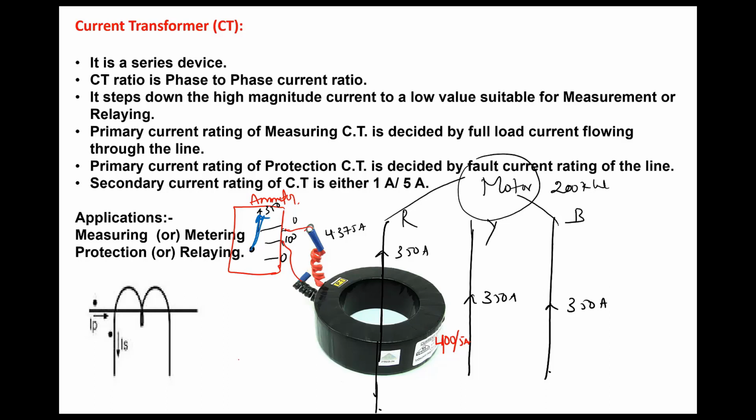Suppose you want to connect to some relay which protects, then also the connection would be the same. Instead of ammeter, there would be some relay. You will be connecting these two terminals for a relay. Because a relay is very sensitive equipment which cannot handle this 350 ampere. So we are stepping down this 350 ampere into a very low value current in the range of 5 ampere or 1 ampere, and that relay will function depending upon that current. Understand?